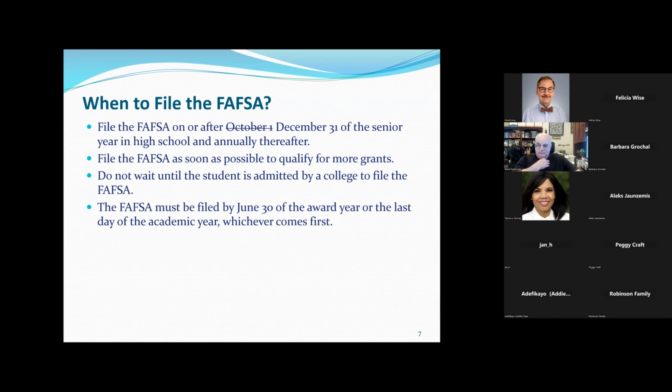The FAFSA must be filed by June 30th of the award year or the last day of the academic year, whichever comes first. So the filing period for the FAFSA is 21 months long. So the filing deadline to file the FAFSA for the 24-25 year will be June 30th, 2025, or the last day of the academic year, whichever comes first.